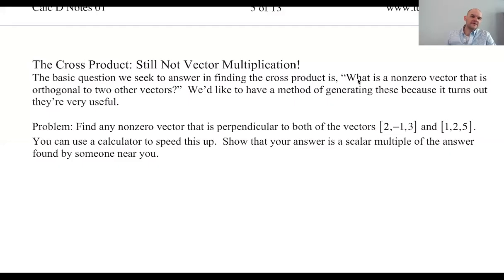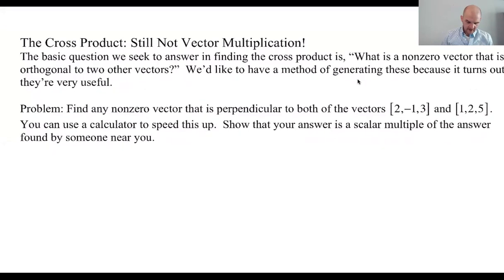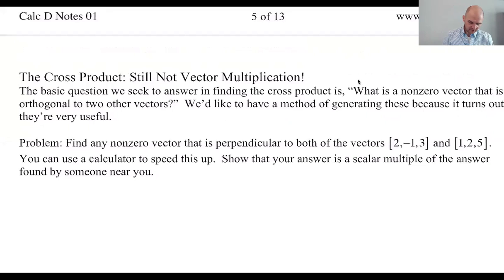All right, we're back. We're on page 6, notes 1, Calc D, talking about multivariable stuff. It all starts out with vectors in 3 dimensions. So you got to know a lot of stuff about vectors in 3 dimensions. Let's see if we can do that. So we're going to talk about something called the cross product.